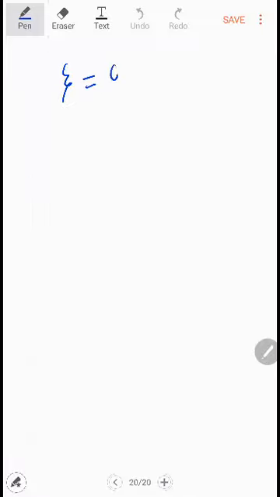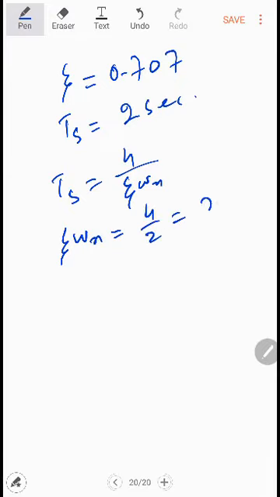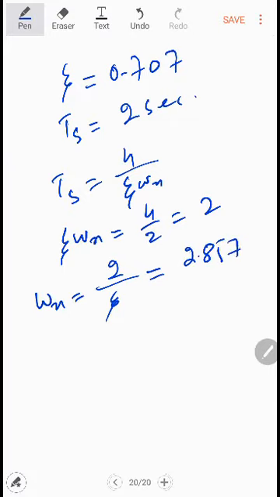So we have zeta equal to 0.707, and the settling time equal to 2 seconds. We know that the settling time is 4 divided by zeta omega n. So zeta omega n will be equal to 4 divided by 2, which is equal to 2. If you are interested in finding the natural frequency, omega n will be equal to 2 divided by zeta, so in this case this will be equal to 2.857.